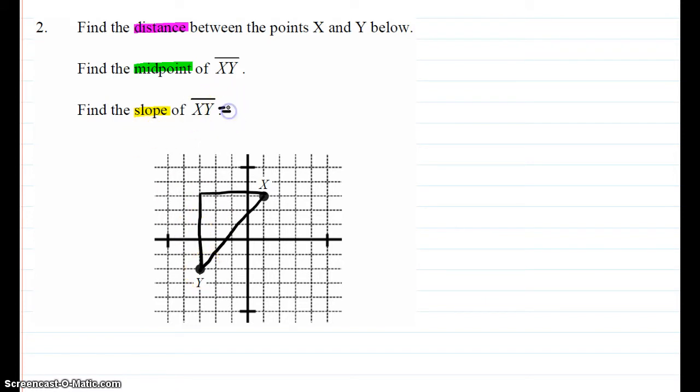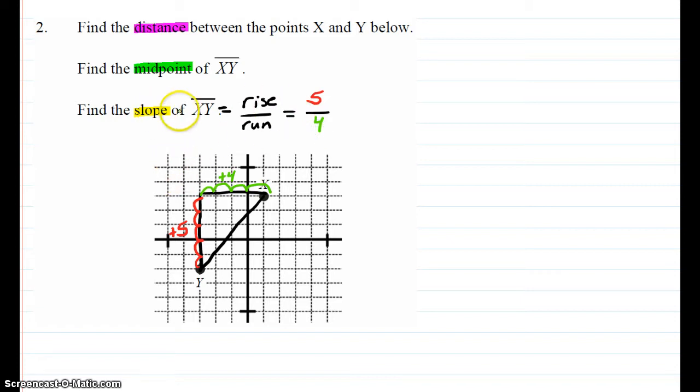the slope is rise over run. And so to get from y to x, I need to go up 1, 2, 3, 4, 5. So I go up 5, and I have to go over 1, 2, 3, 4. So I have to go to the right 4. And so that gives me a positive 5 over 4. So my slope is 5 over 4.